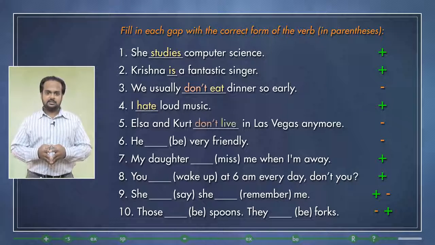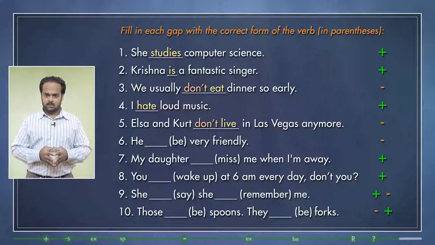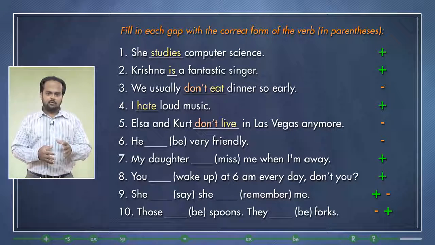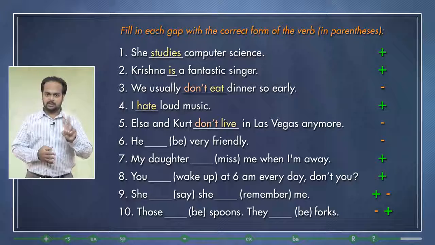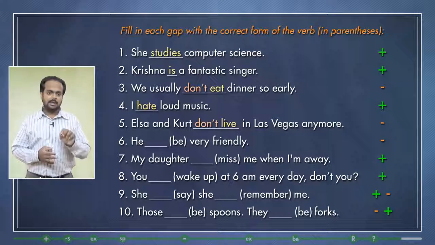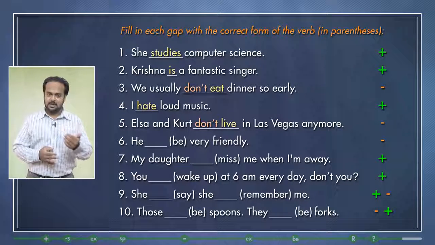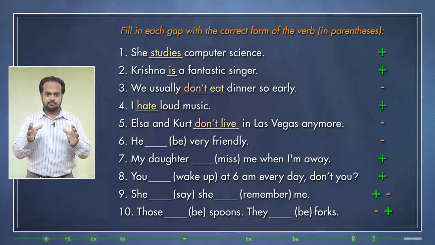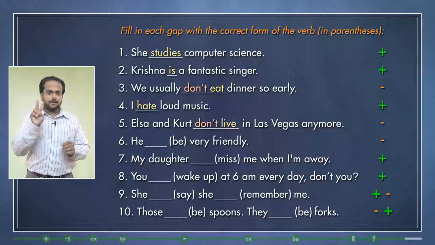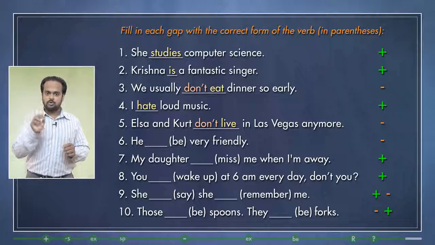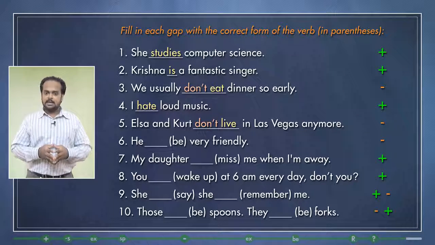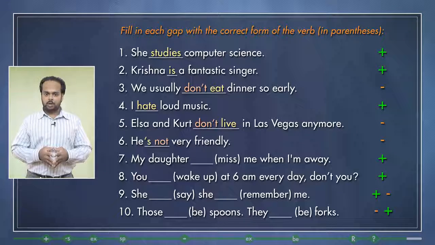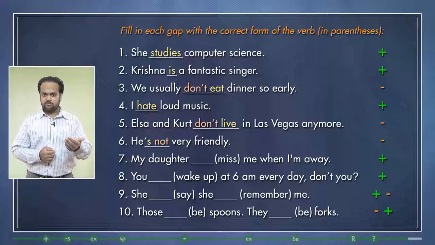Number 5, Elsa and Kurt don't live in Las Vegas anymore. Be careful when there are 2 nouns like this in a sentence. Some people make the mistake of saying doesn't because they're thinking about Elsa and Kurt as singular nouns. But because they're 2 people, they're a plural subject. So don't is correct. Number 6, he's not very friendly or he isn't very friendly.